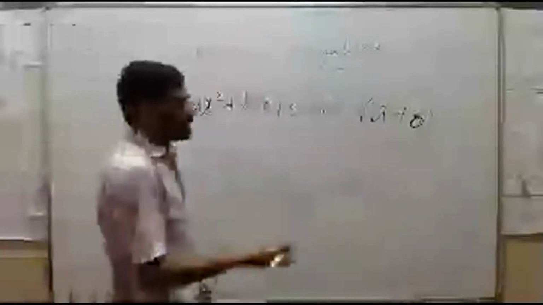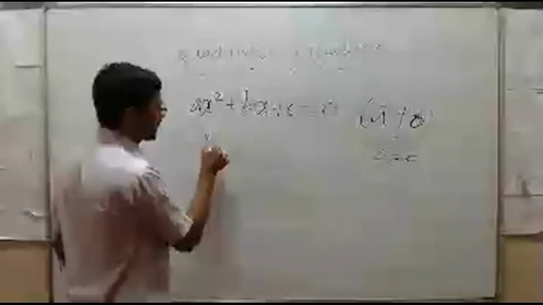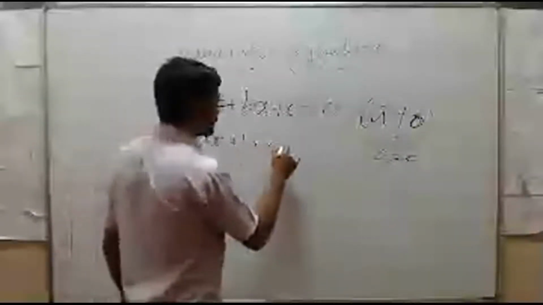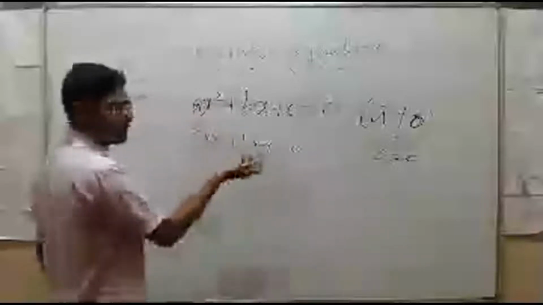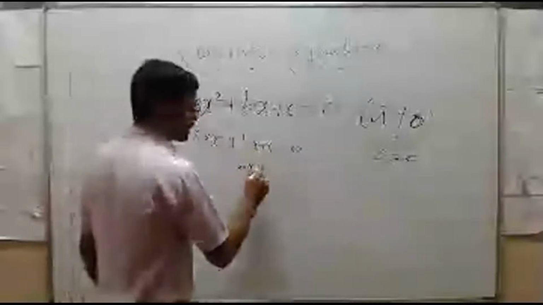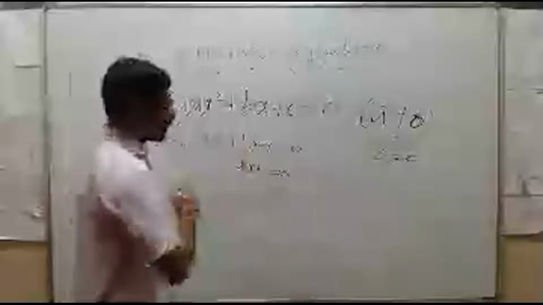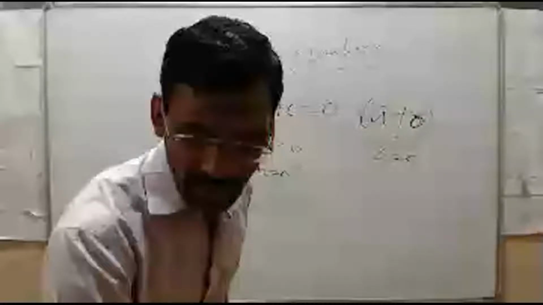a not equal to 0. Why a not equal to 0? Suppose a is equal to 0. Then 0 into x square plus bx plus c is equal to 0. Anything into 0 is 0, and 0 plus anything is anything. Therefore, bx plus c is equal to 0. Now it is not a quadratic equation. It is linear. It becomes linear. For this reason, the a value is always not equal to 0.